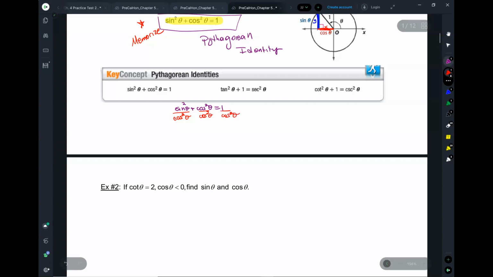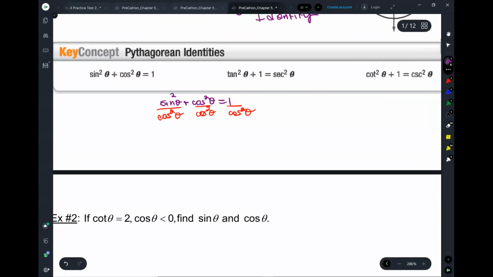Okay? Now, look at what I have here. I have sine squared over cosine squared. Now, sine over cosine is what? Sine divided by cosine is what? Tangent. Sine squared divided by cosine squared is tangent squared theta. Plus, cosine squared over cosine squared is 1 equals, what's 1 over cosine? Secant. And 1 over cosine squared is secant squared theta.